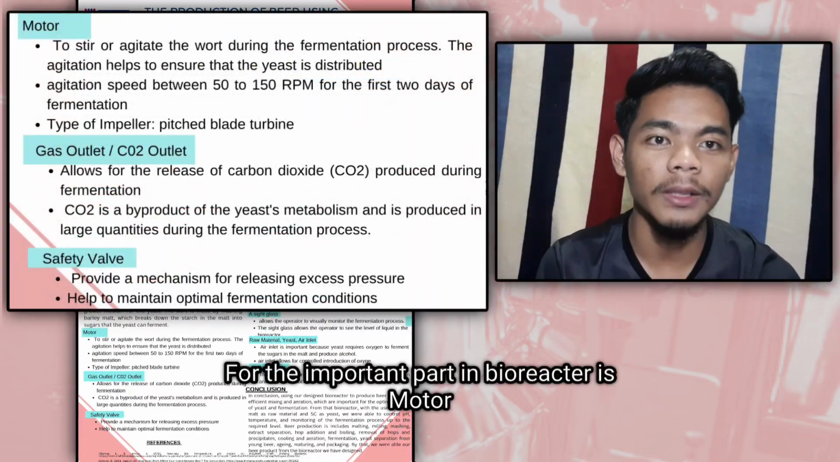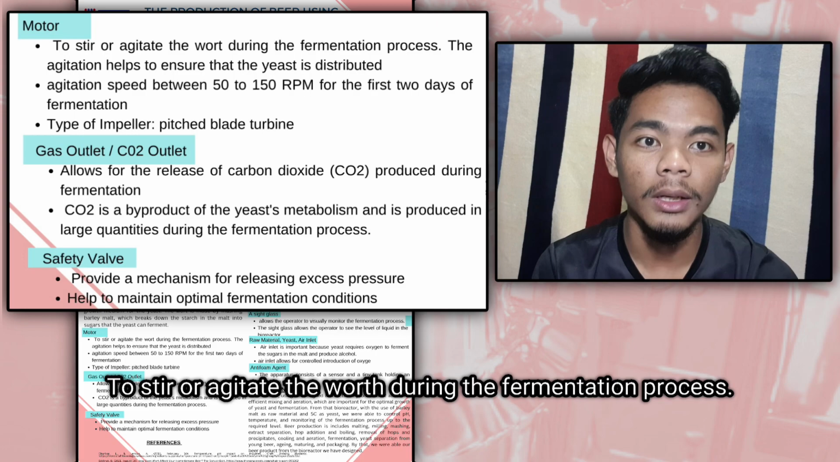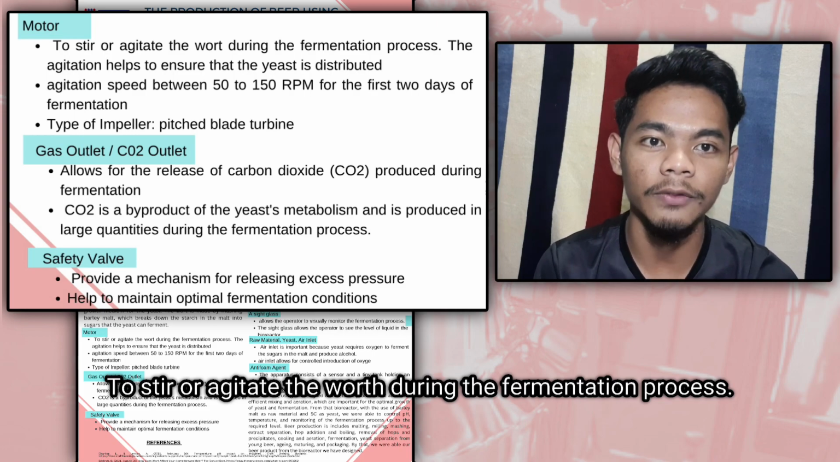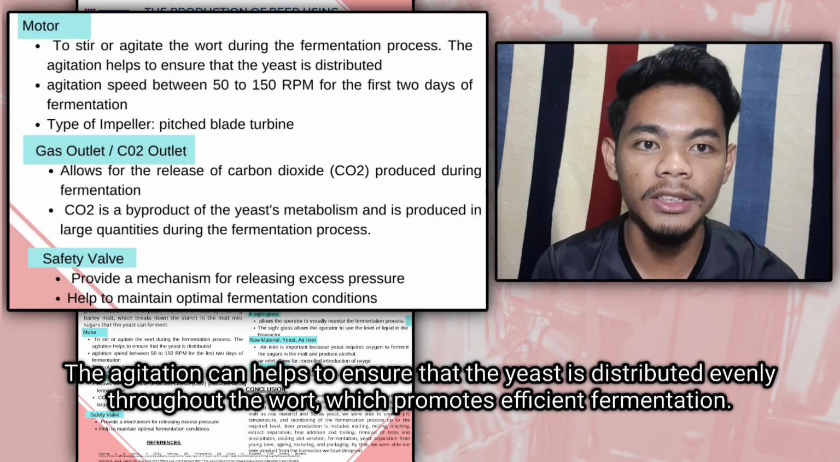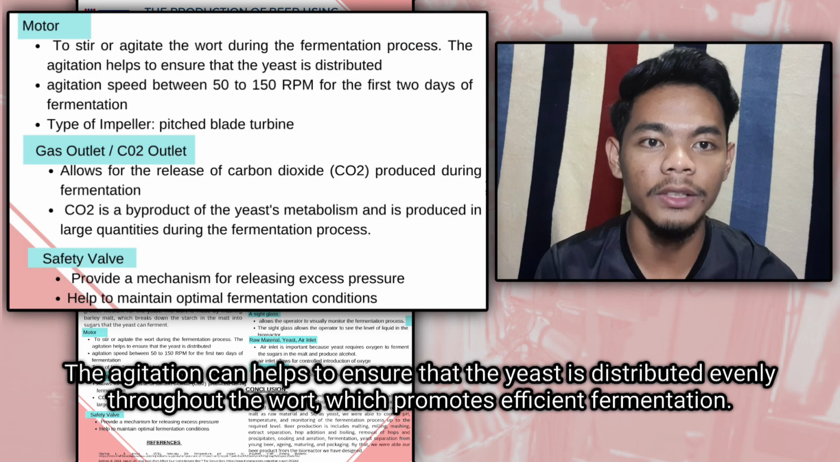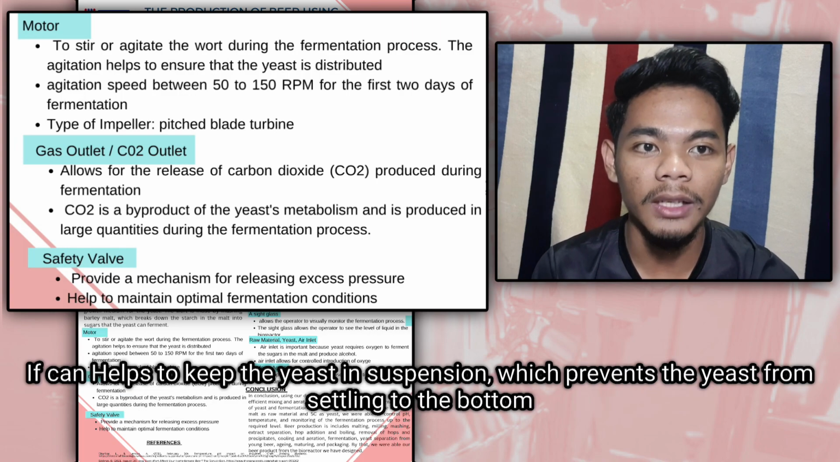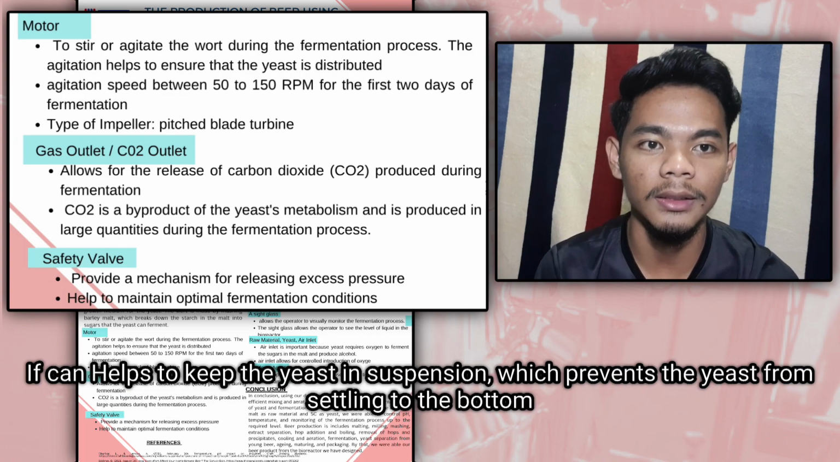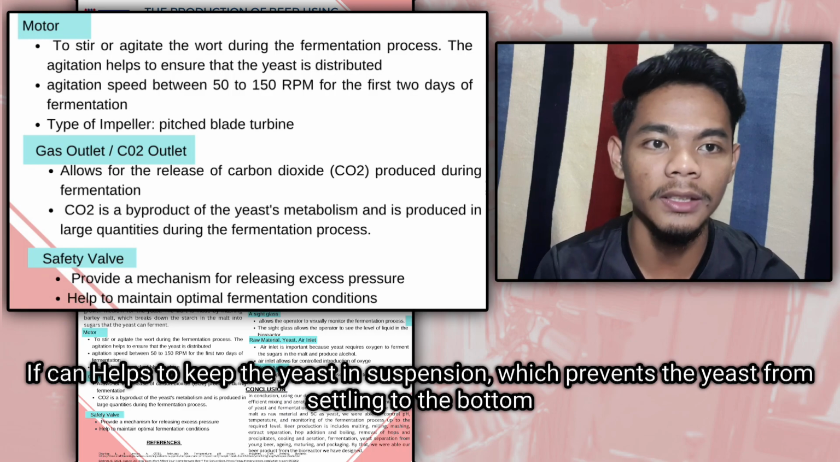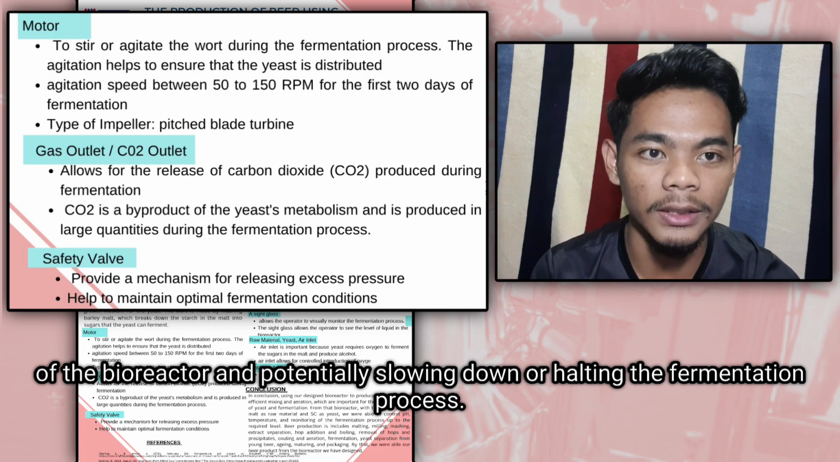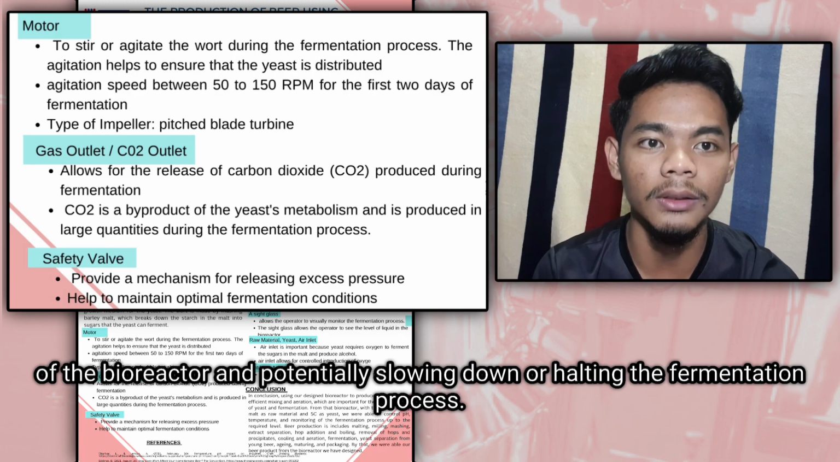The important part in the bioreactor is the motor to stir or agitate the wort during the fermentation process. The agitation can help to ensure that the yeast is distributed evenly throughout the wort, which promotes efficient fermentation. It can help to keep the yeast in suspension, which prevents the yeast from settling to the bottom of the bioreactor and potentially slowing down or halting the fermentation process.